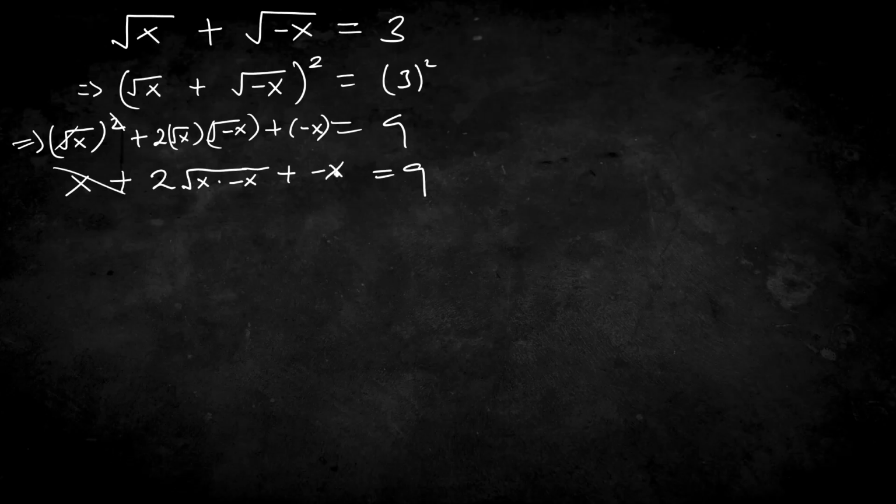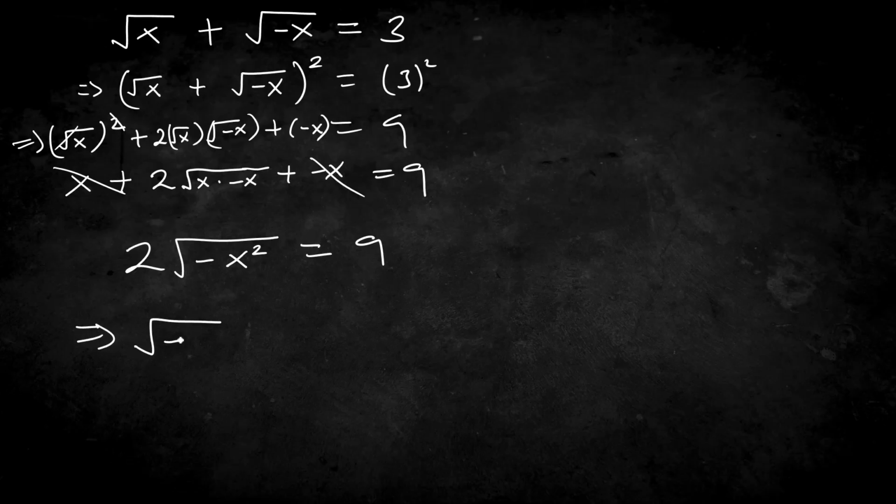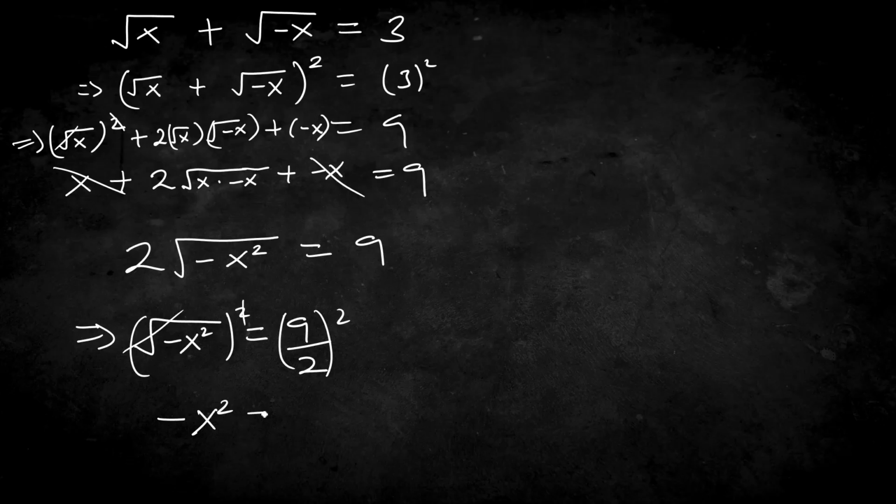So this one will cancel this. I'm left with 2 square root of minus x squared equals to 9. Now let's divide both sides by 2. So this side will be square root of minus x squared equals to 9 on 2. Now let's square both sides. So this one will cancel this. Minus x squared will give us 81 on 4.